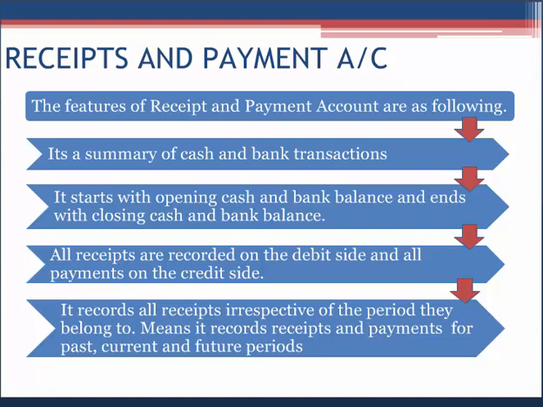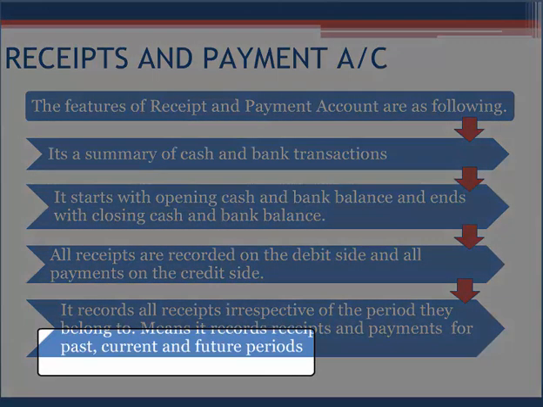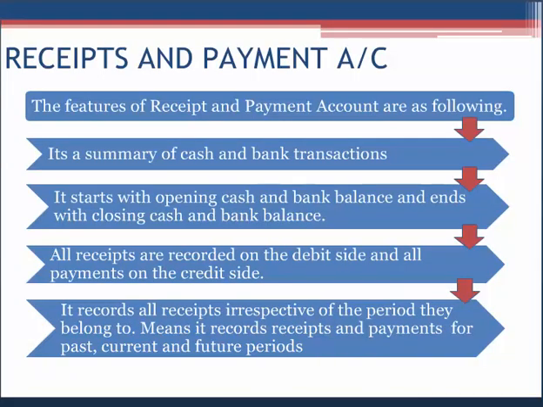It records all receipts and payments irrespective of the period to which it belongs. It means it records the receipts and the payments for the past, for the current, and for the future period. An account for 2012 may include the receipts for the year 2011, for the year 2012 and for the year 2013 also. The only criterion it should fulfill is that it should have been received in the year 2012.